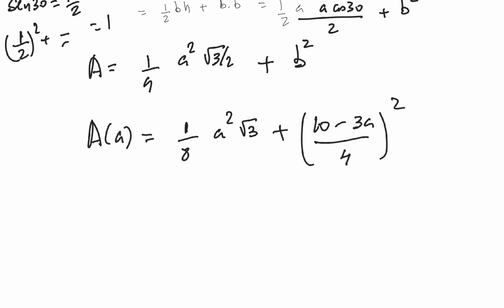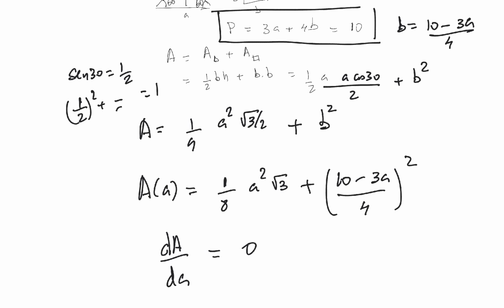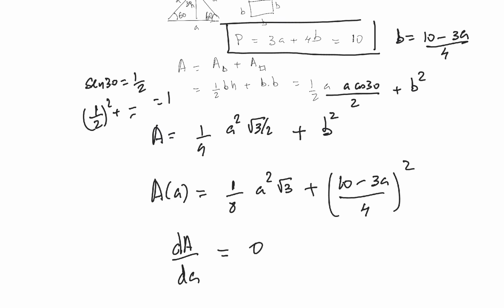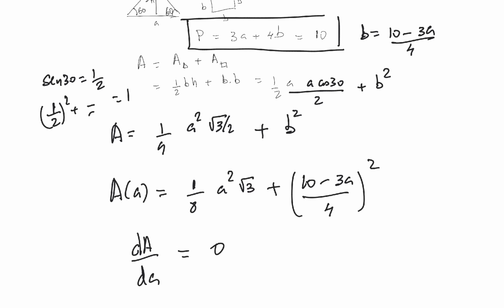And now I want to find the derivative of the area with respect to the side A. Setting it equal to 0 will give me which A produces the minimum area. And knowing the A, I will know the B. So I leave you to do it. You comment to me if you can do it.